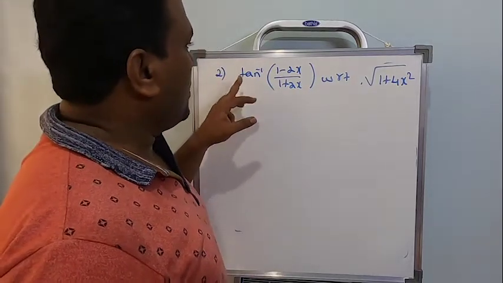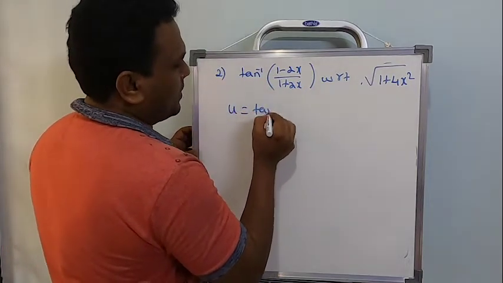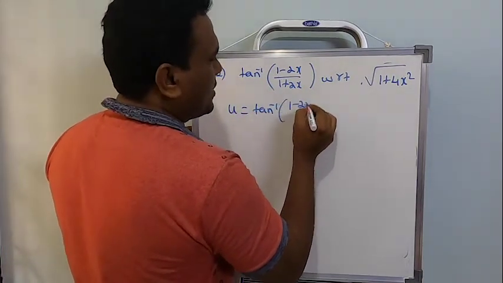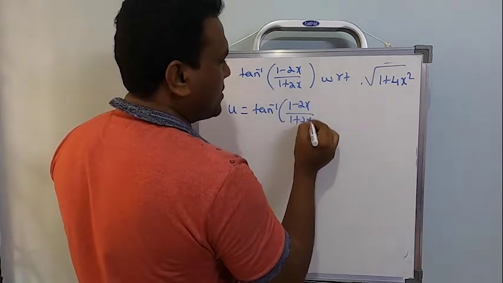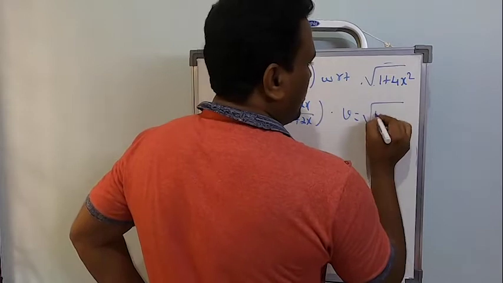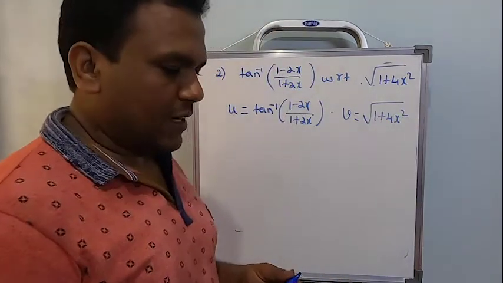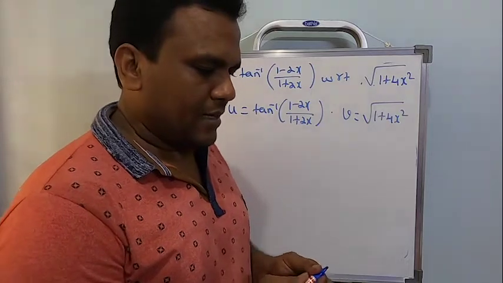Now, first thing, let me give a name for this. u is equal to tan inverse of (1 minus 2x) by (1 plus 2x). And the second function, v is equal to root of 1 plus 4x square. So let's find out du by dx and dv by dx.